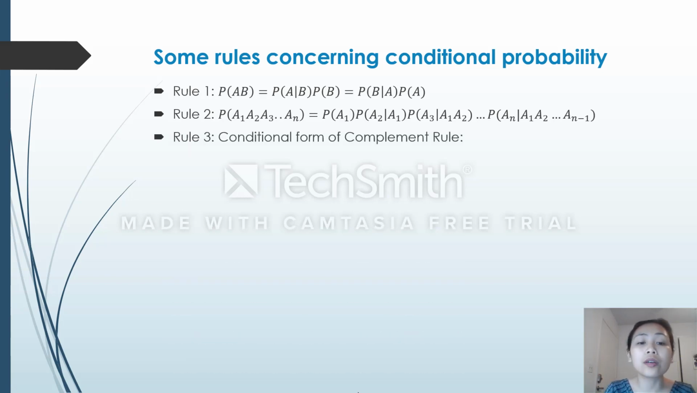Rule number 3, conditional form of complement rule. Remember, by the complement rule, the unconditional formula, we have probability of A prime is 1 minus probability of A. So the complement rule also applies for conditional probability. So probability of A prime given B is equal to 1 minus probability of event A given event B.